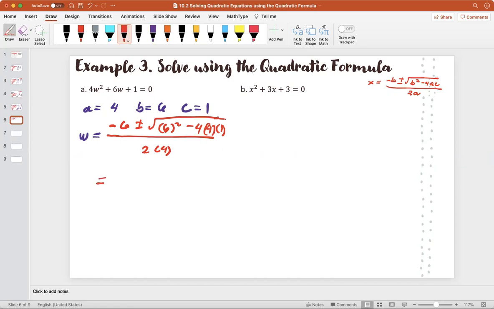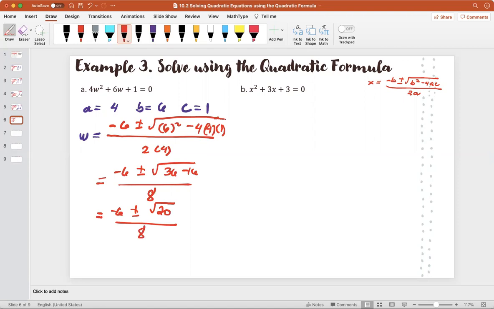So what's our w now? You have negative 6 plus minus 6 squared, you have 36 minus 16 all over 8. Now this is negative 6 plus minus 36 minus 16. You have 20. All right, that's 20, all over 8.